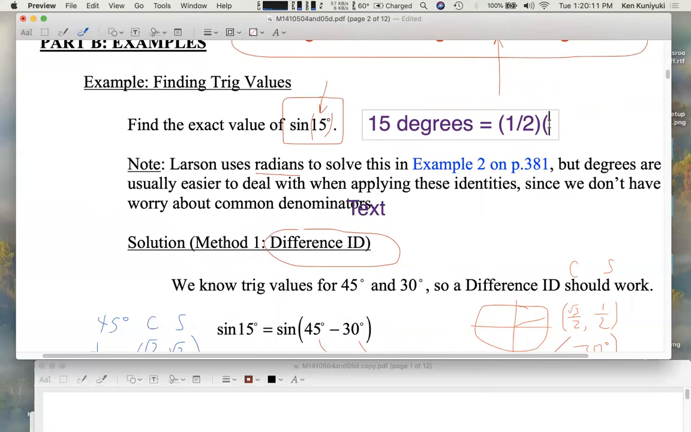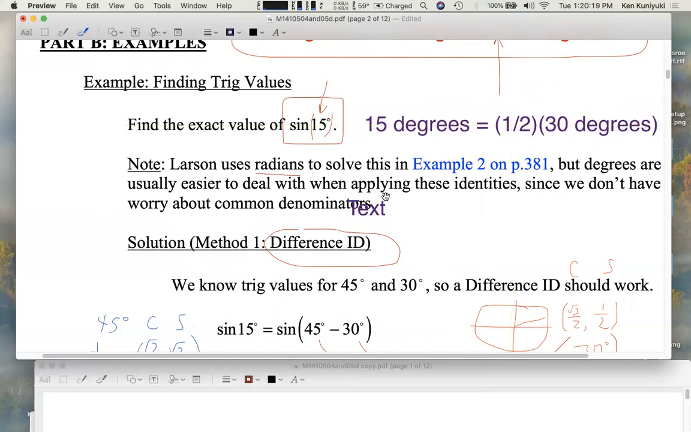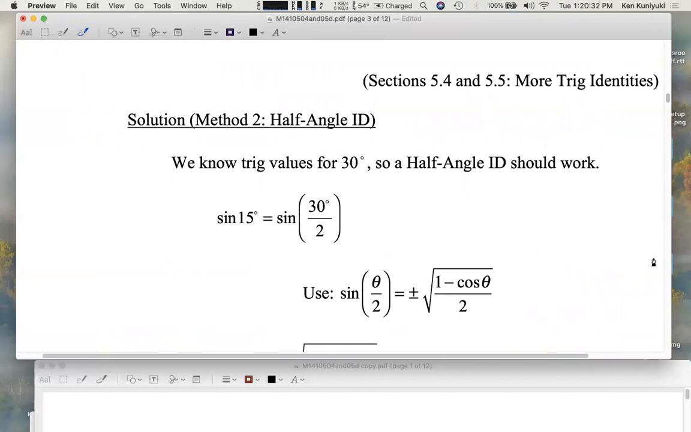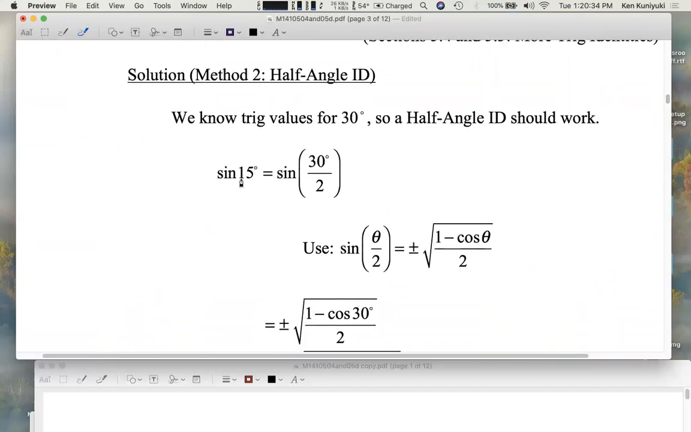So 15 degrees equals 1/2 of what? 30 degrees. Okay, 15 degrees is half of 30 degrees. Half of 30 degrees. We may be able to use a half angle identity. Okay, so sine of 15 degrees is sine of half of 30 degrees. So we can use a half angle identity where theta is 30 degrees. Using this identity over here, where theta is 30 degrees.